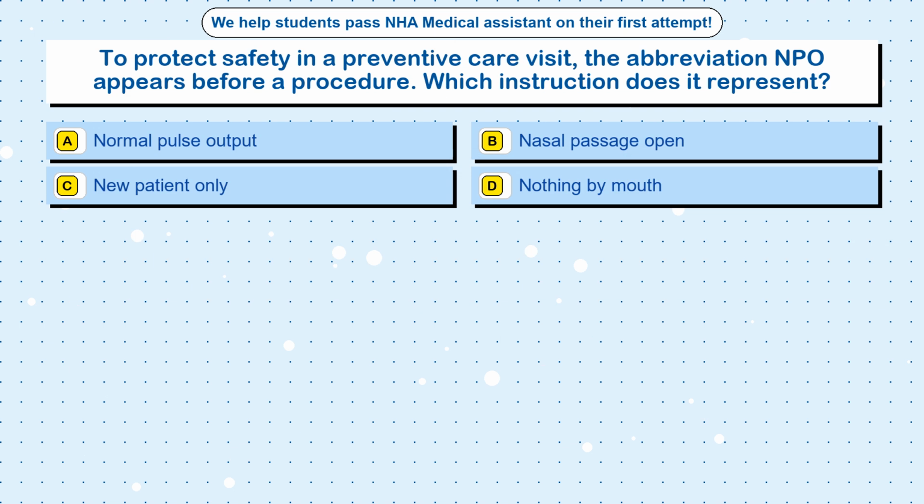Question 55. To protect safety in a preventive care visit, the abbreviation NPO appears before a procedure. Which instruction does it represent? Option A, normal pulse output. Option B, nasal passage open. Option C, new patient only. Option D, nothing by mouth.